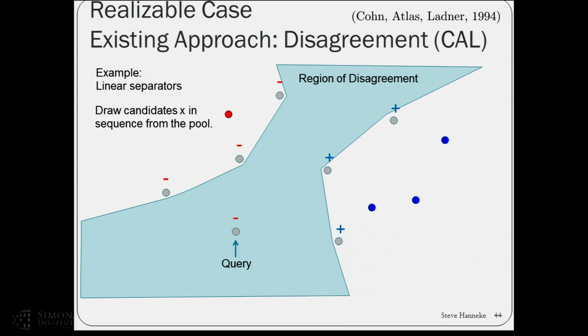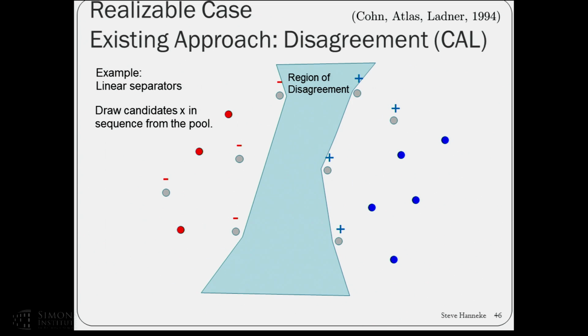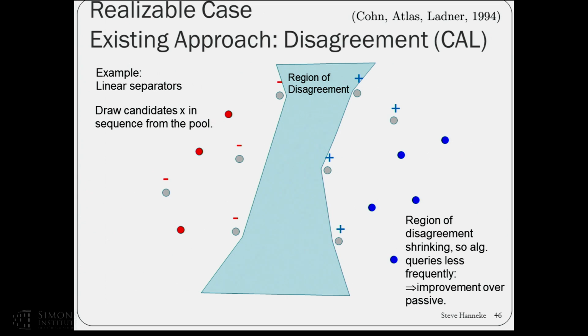And so this continues. You can infer some labels. Maybe you get another point in the region of disagreement. You query it, update. Another one, query it, update. So you can see over time it's shrinking. I should say this is a nice picture for presentation purposes. Sometimes it's not shrinking so quickly. If the region of disagreement happens to be shrinking, the algorithm queries less frequently, and that corresponds to an improvement over passive learning. At the end, you can just output any separator consistent with the data. So that's CAL. That's designed for the realizable case.